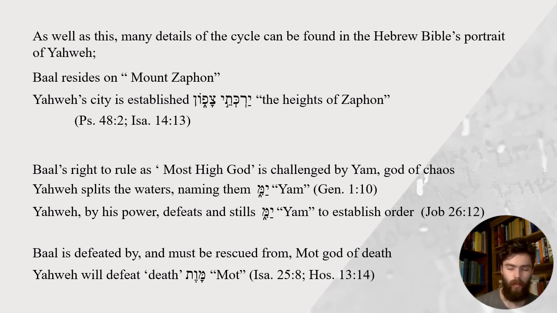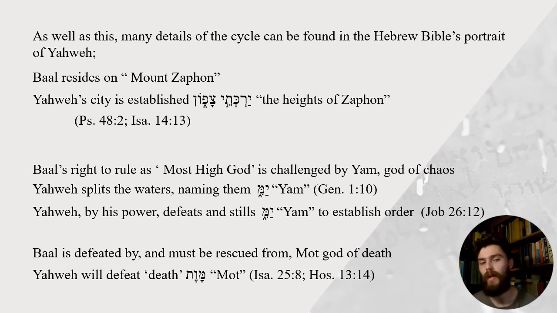Zaphon simply is just the word meaning the north. So Baal and Yahweh both have a similar dwelling place. In the same way, Baal's right to rule as Uphistos or Elyon, Most High, is challenged by Yam, the god of chaos, similar to the way that Marduk was challenged by the goddess Tiamat.